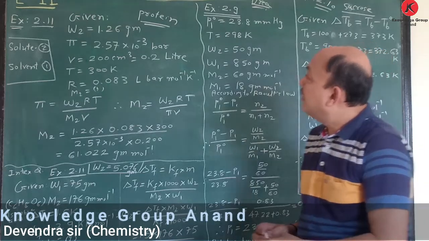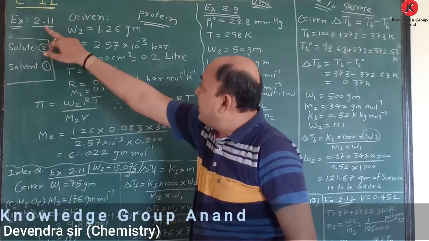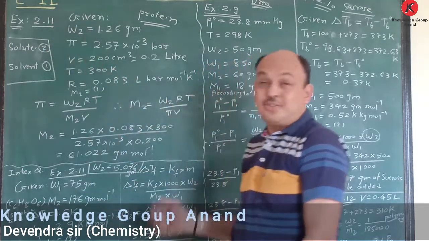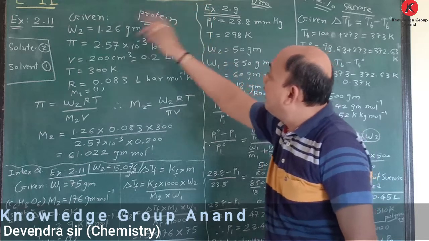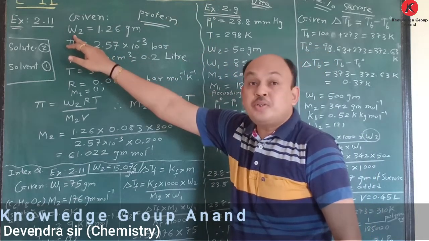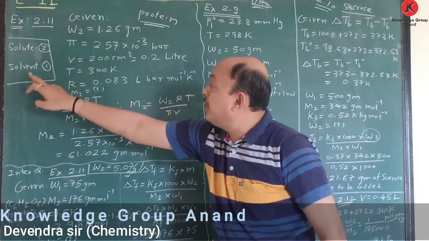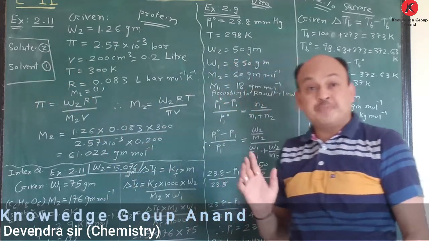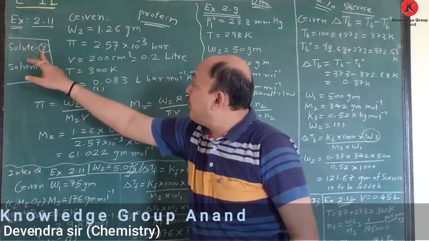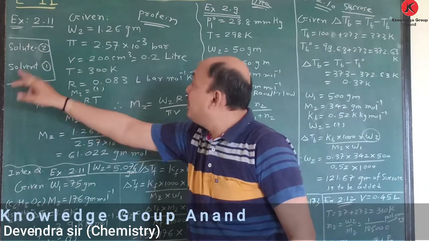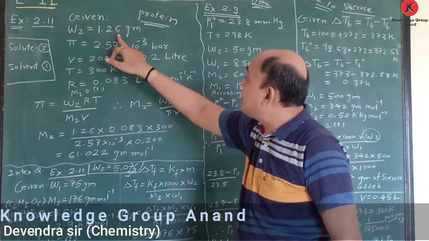Now, the example in the NCERT book. Just listen very carefully. Here protein is given. In this, we can say W2. W2 is nothing but: 2 stands for solute and 1 stands for solvent. Remember this one. Whatever the example is, you have to remember solute stands for 2 and solvent stands for 1. So here W2 is equal to 1.26 gram.